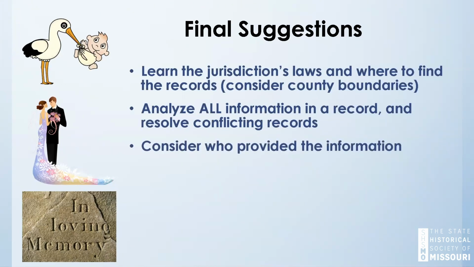Consider who provided the information. Obviously, on a birth certificate, the individual born did not provide the information because they were the subject of the information. Same way with a death certificate, the deceased did not provide the information unless they'd provided their birth record at some point. But if it was the neighbor down the street, you really got to suspect it then.